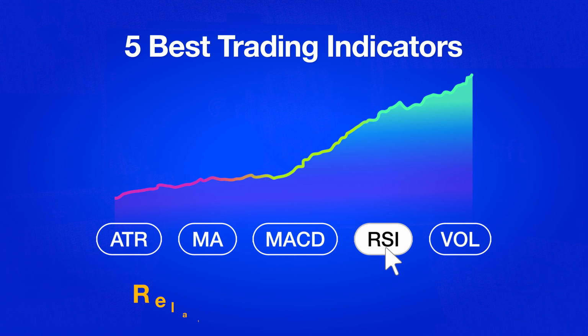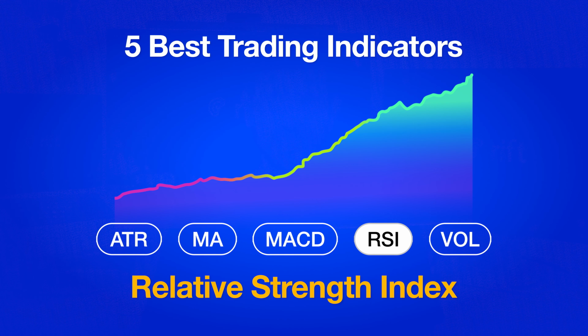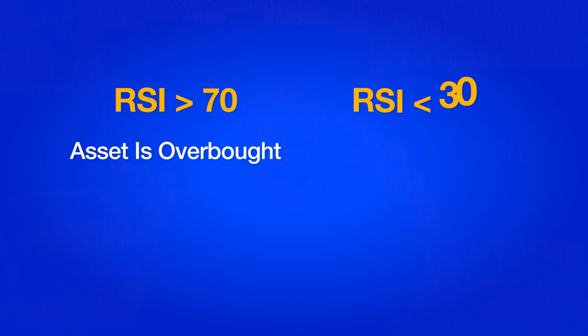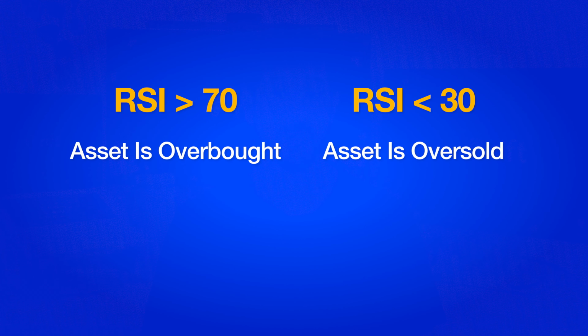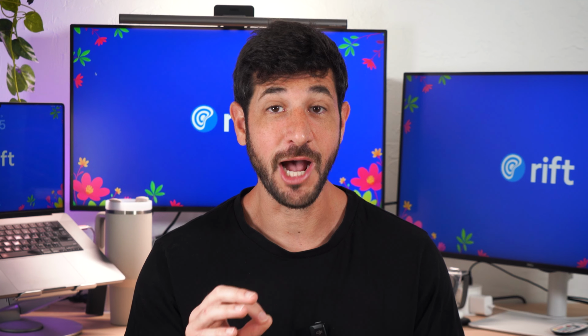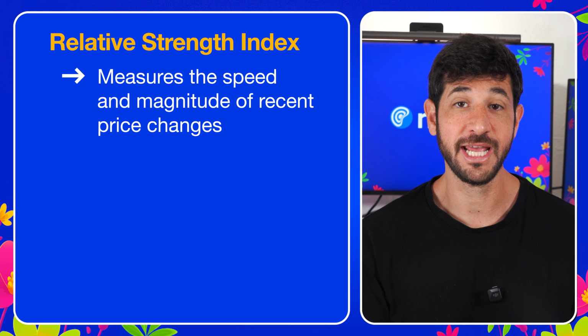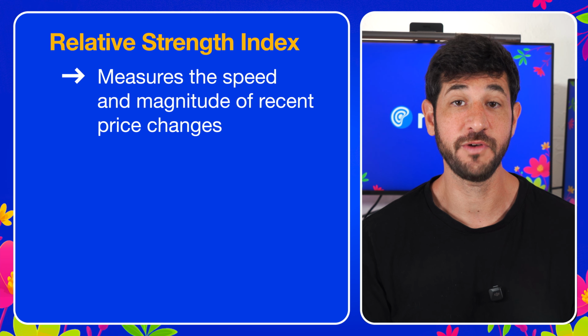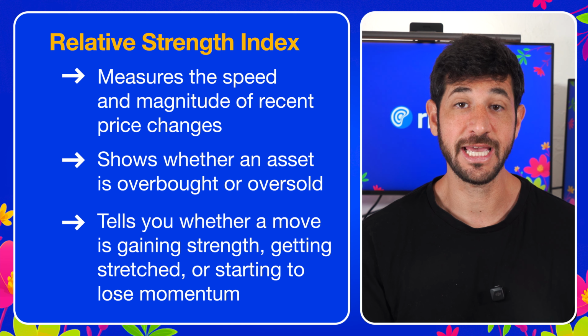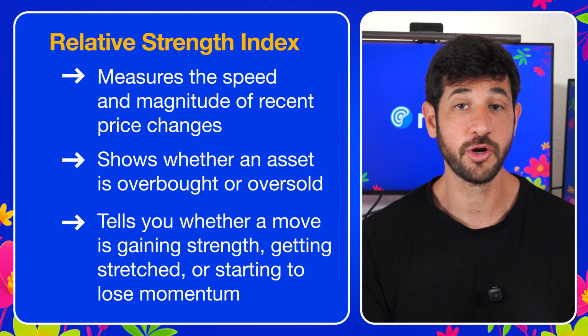RSI, or Relative Strength Index, is one of the most abused indicators in trading. Beginners tend to learn that RSI above 70 means the asset is overbought, and RSI below 30 means that the asset is oversold. So above 70, they short it. Below 30, they buy it or go long. If you're using RSI like that, it's time to stop now. RSI measures the speed and magnitude of recent price changes to evaluate whether an asset is overbought or oversold. It tells you whether a move is gaining strength, getting stretched, or starting to lose momentum.